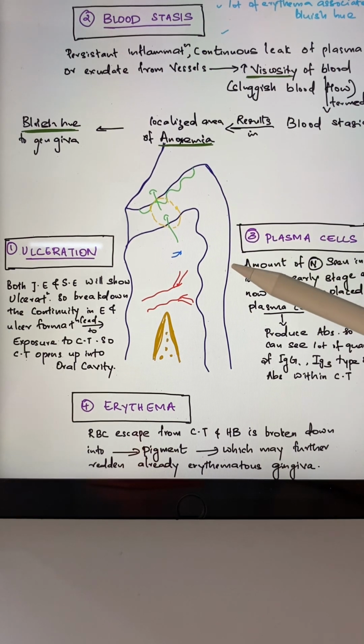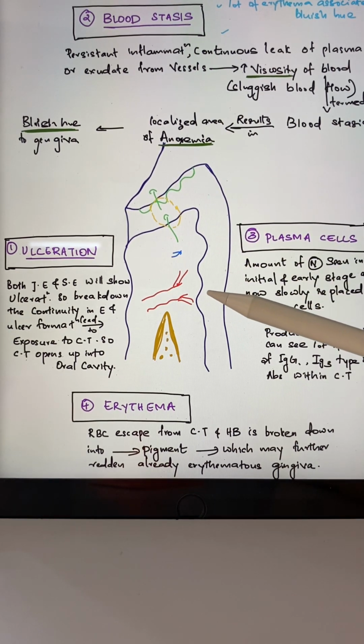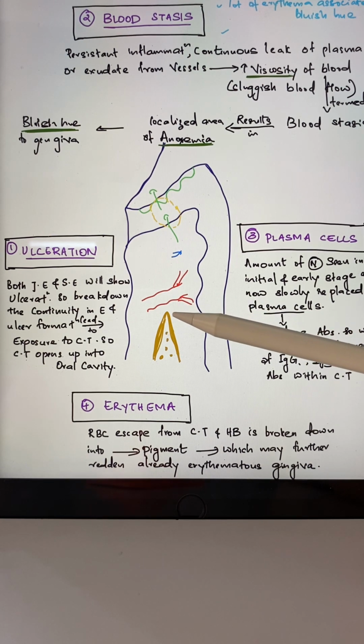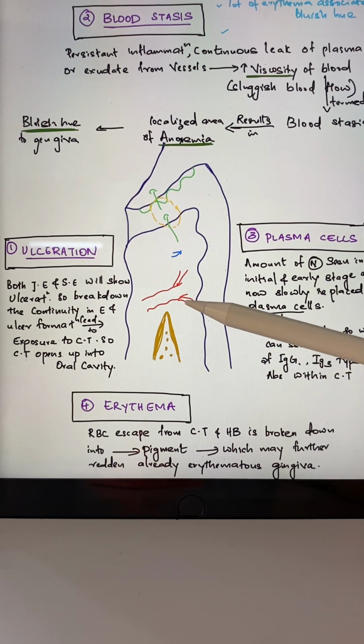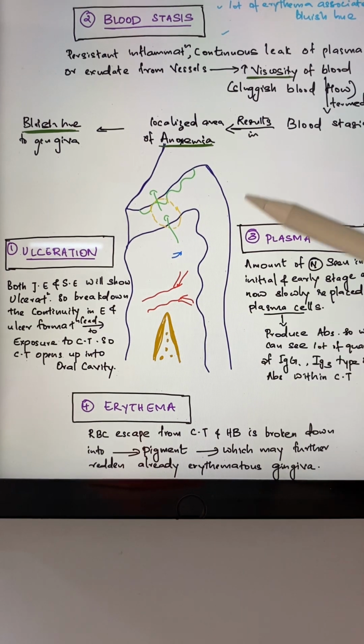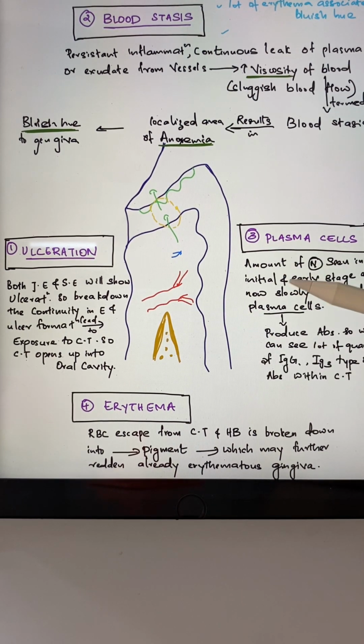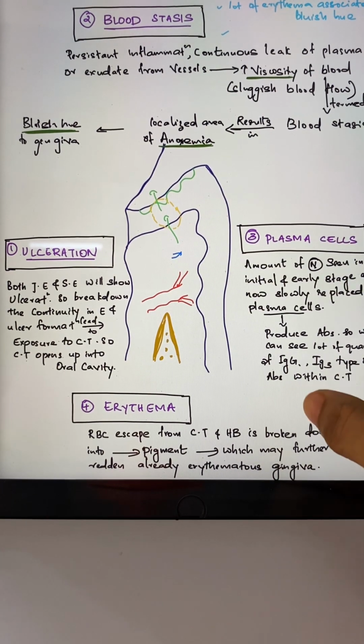Then another change is about the plasma cells. The neutrophils seen in the initial and early stages are now slowly replaced by plasma cells. These plasma cells produce antibodies. So we can see a large quantity of IgG and IgM, and these types of antibodies can be seen within the connective tissue.